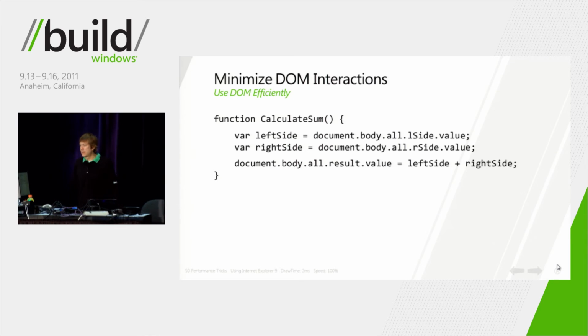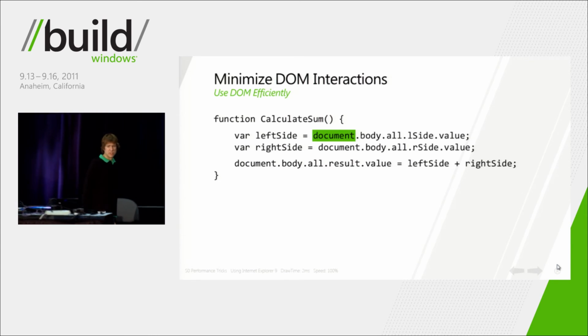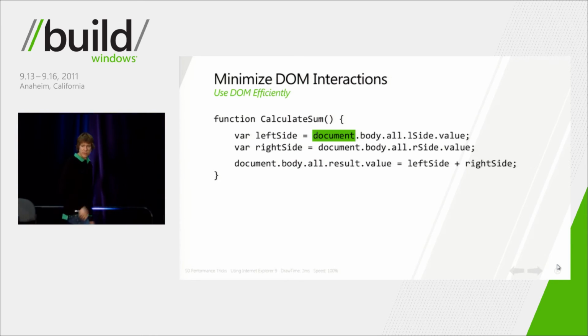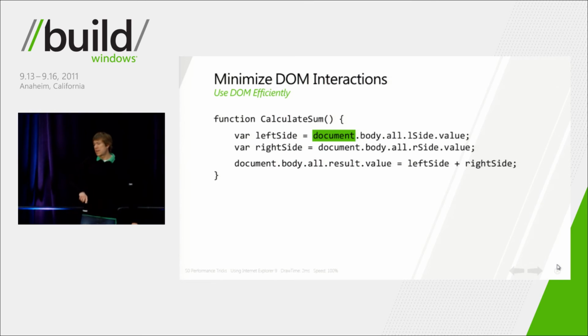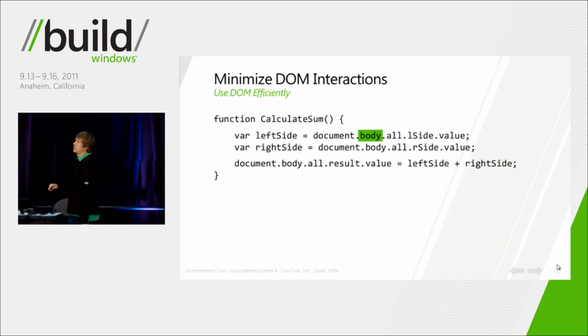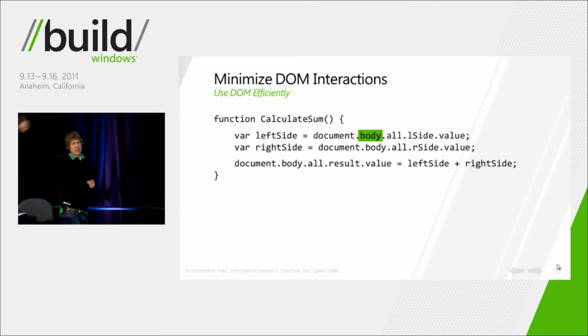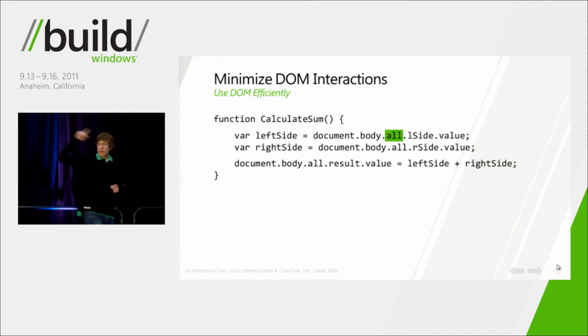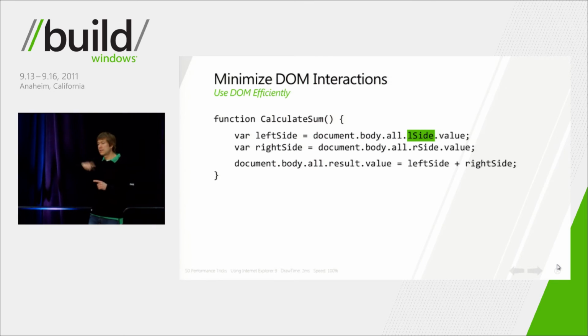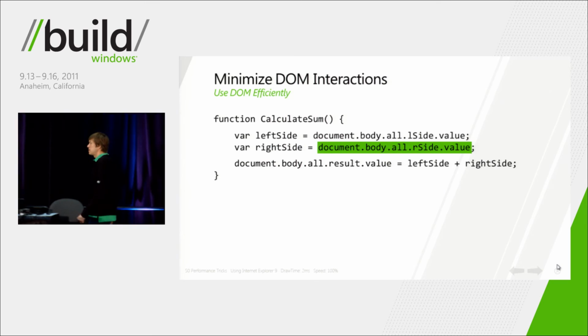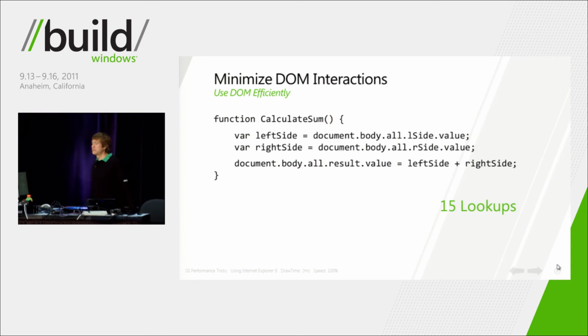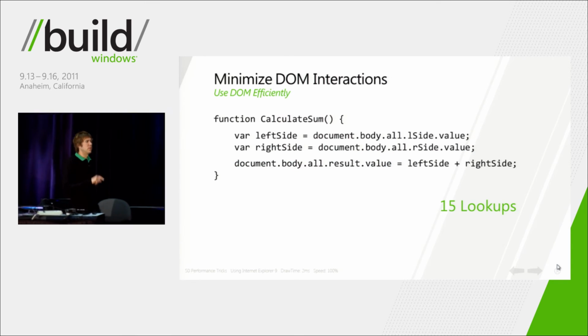Minimize your DOM interactions. Be smart about those interactions. In this case, we have a variable that first calls document, and it actually crosses over to the DOM and gets the document. It then takes that and calls body. So after it's returned back to the script engine, it passes back over to the DOM and gets the body, then it comes back and goes back and gets all, and it's constantly going back and forth between the script and the DOM. In this case, we've actually done 15 DOM lookups.